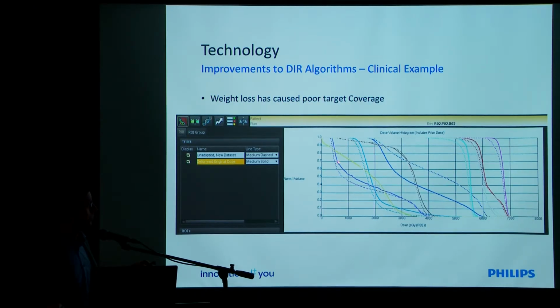Here's an example for dose. Due to patient weight loss, there was poor target coverage, and that's illustrated with the dashed lines here. The solid lines are the original dose. So here, for example, for this risk organ, the dose increased quite significantly. We would want to adapt the plan.